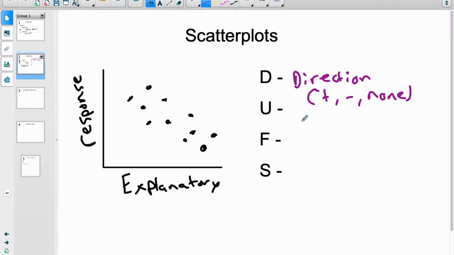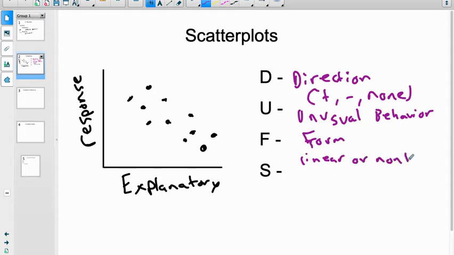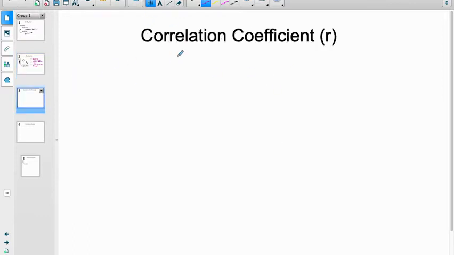The U is for unusual behavior or unusual features. The F is for form. For now, all we're going to be looking for is is it linear or nonlinear. And then the S is for strength. How close are those points to forming a line? That'll be our strength. And that strength is measured with the correlation coefficient.